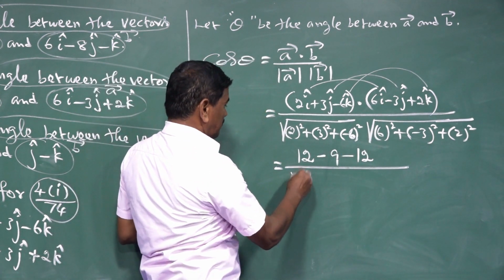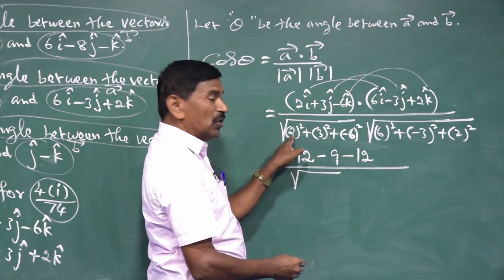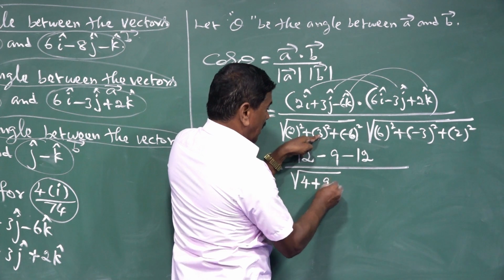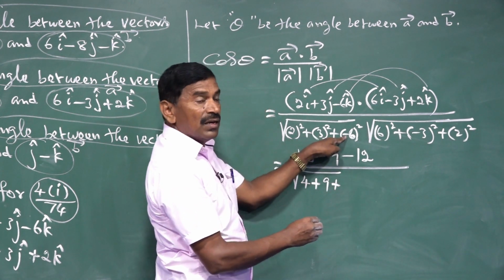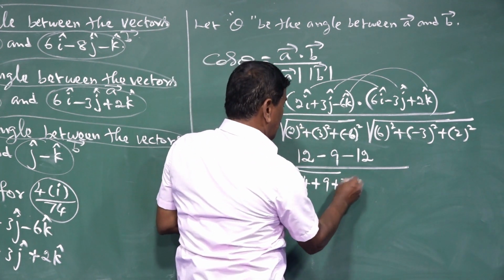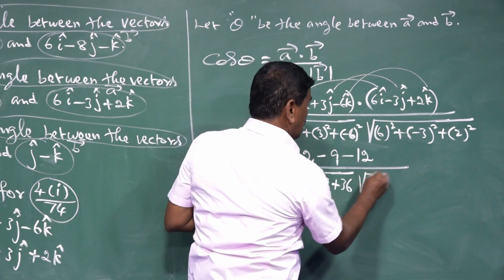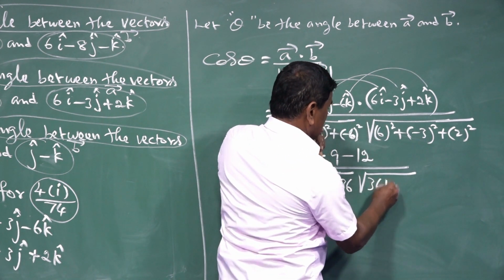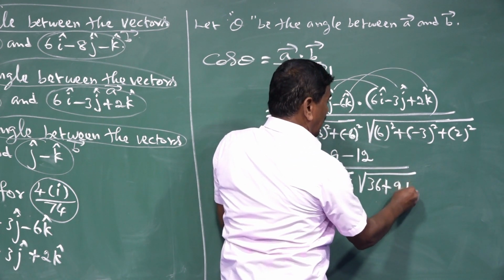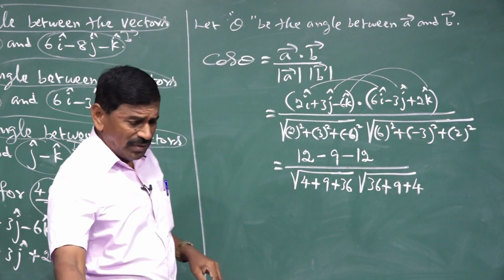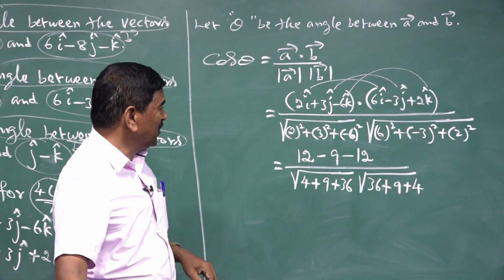Good. Square root of 2 the whole square, 4 plus 3 the whole square, 9 plus minus 6 the whole square, which equals plus 36. Okay, 6 the whole square is 36, 3 the whole square is 9, 2 the whole square is 4. Now simplify yourself.